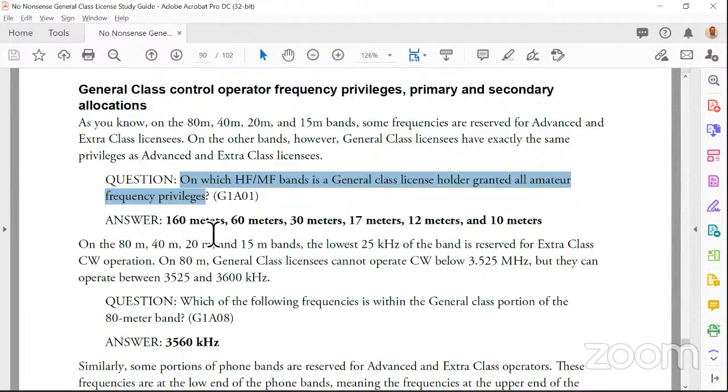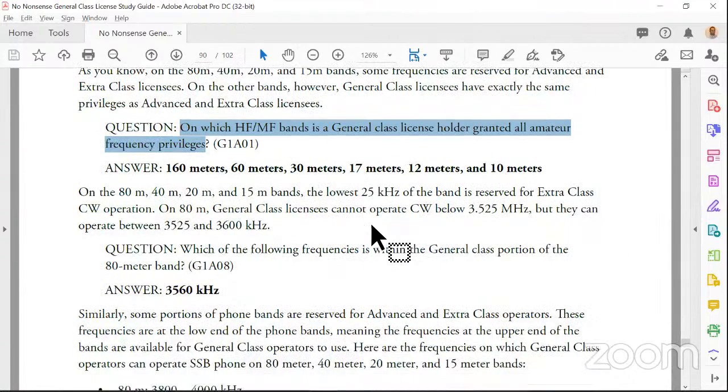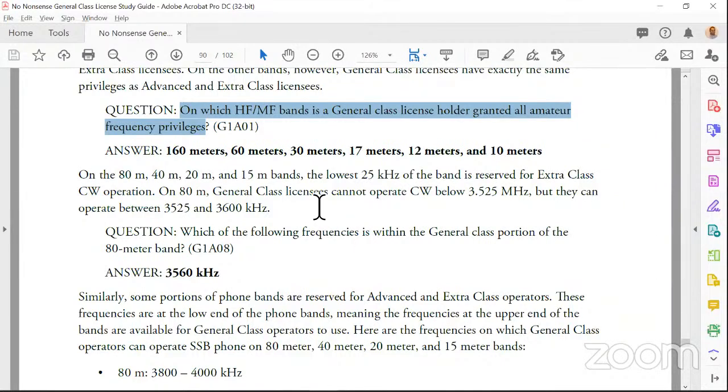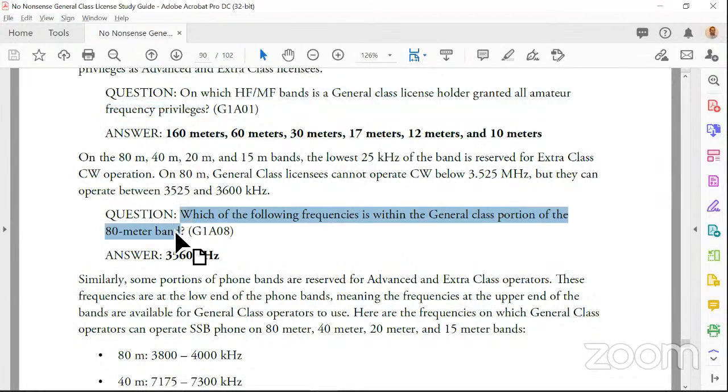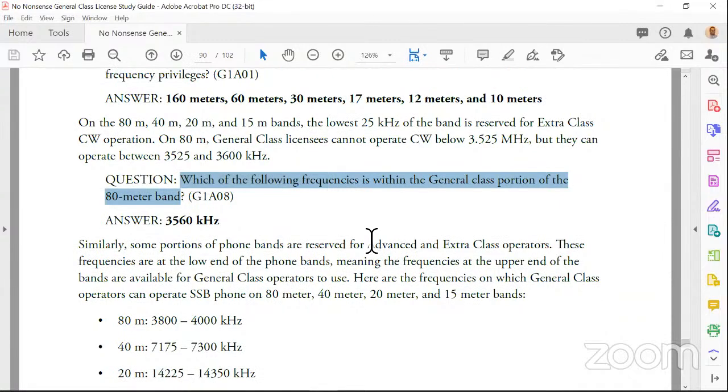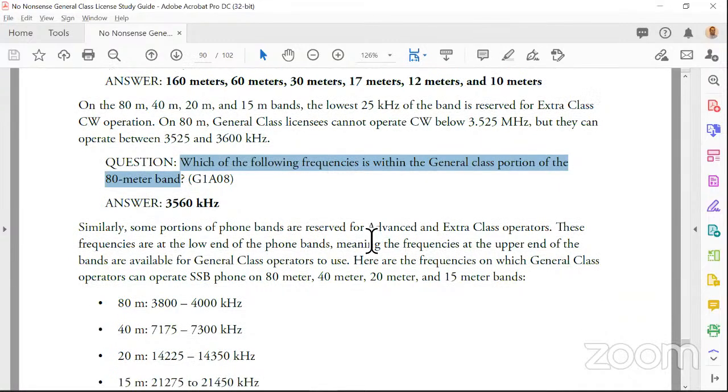And we just need to learn this. It's 160 meters, 60 meters, 30 meters, 17, 12, and 10. So you could just look at a pattern. You see 160, the next one will be 60. So let's take away the 1. And then 30 is half of 60, and just try to remember 17, 12, and 10. So you need to learn that, and that is where a general class will have full privileges across the entire piece of those bands. Other bands, amateurs are restricted as general class licensees to only portions of them. Okay. Next question in the question pool.